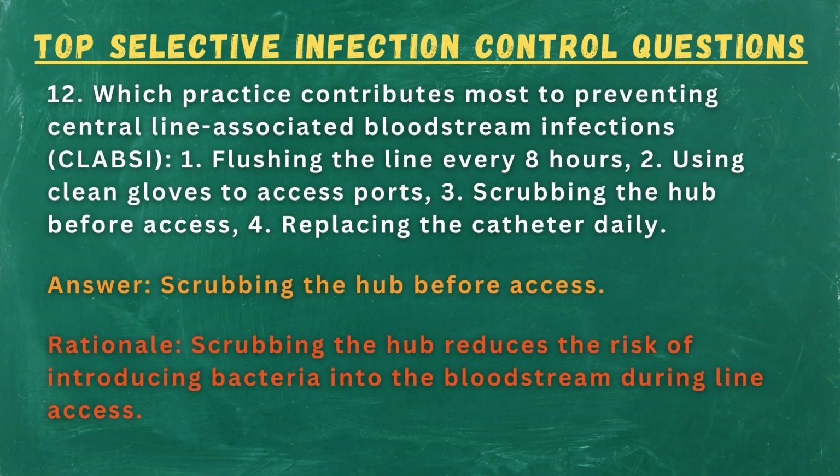12. Which practice contributes most to preventing central line-associated bloodstream infections, CLABSI? 1. Flushing the line every 8 hours. 2. Using clean gloves to access ports. 3. Scrubbing the hub before access. 4. Replacing the catheter daily. Answer: scrubbing the hub before access. Rationale: scrubbing the hub reduces the risk of introducing bacteria into the bloodstream during line access.